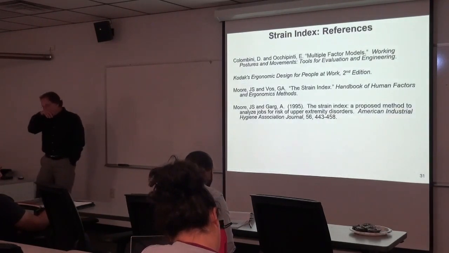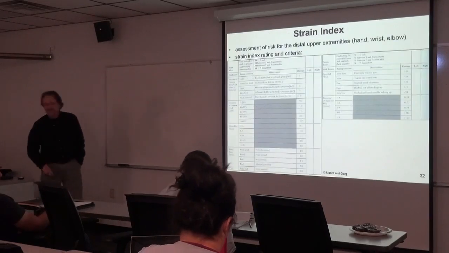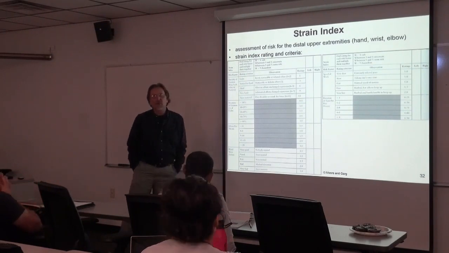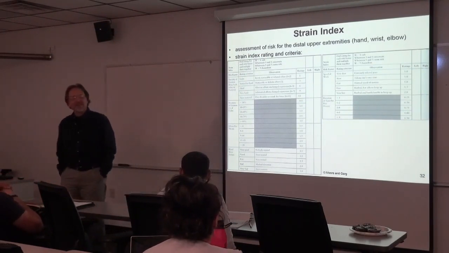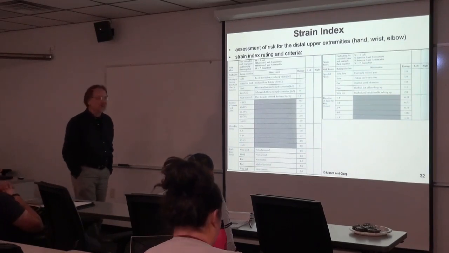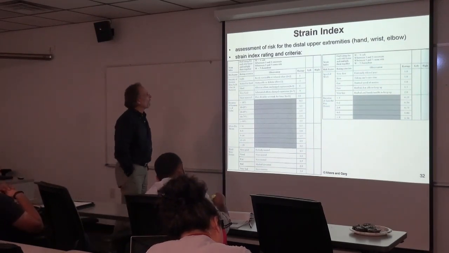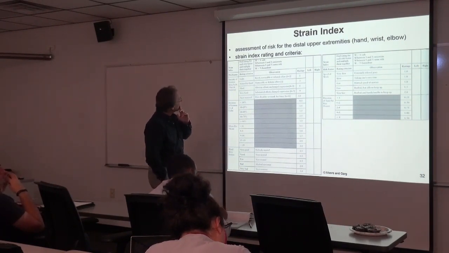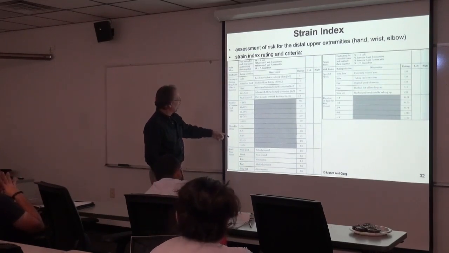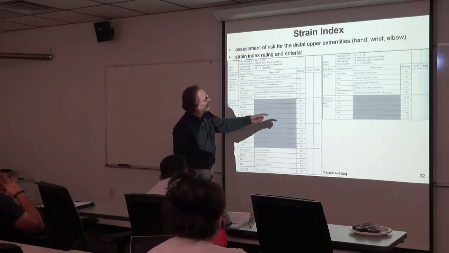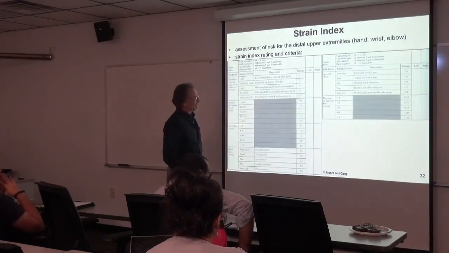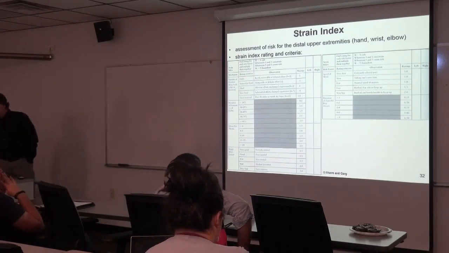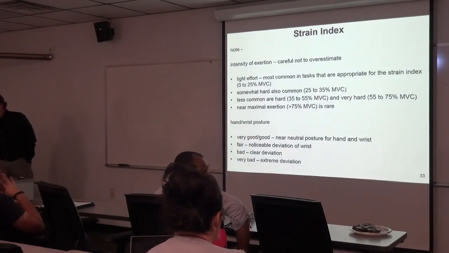The strain index is a method of scoring work with the distal upper extremities. This is something like typing or fine work with your fingers. That's why I tossed it in there. And they have 6 different risk factors. Okay? Intensity, duration, efforts per minute, hand wrist posture, speed of work, and duration of tasks per day. And then a score associated with it. It's kind of a convoluted method.